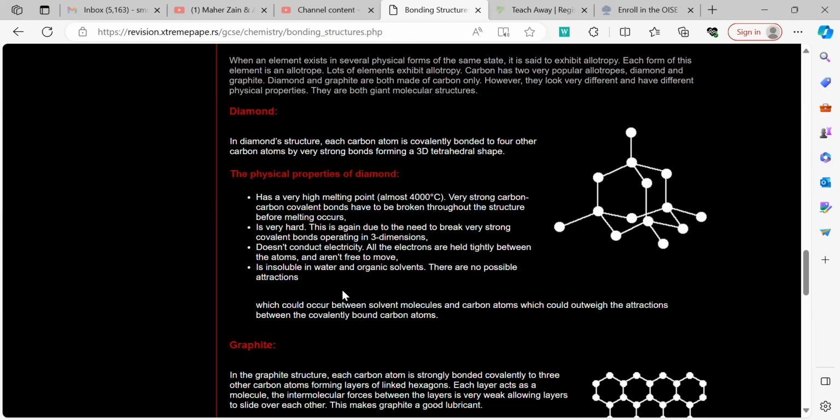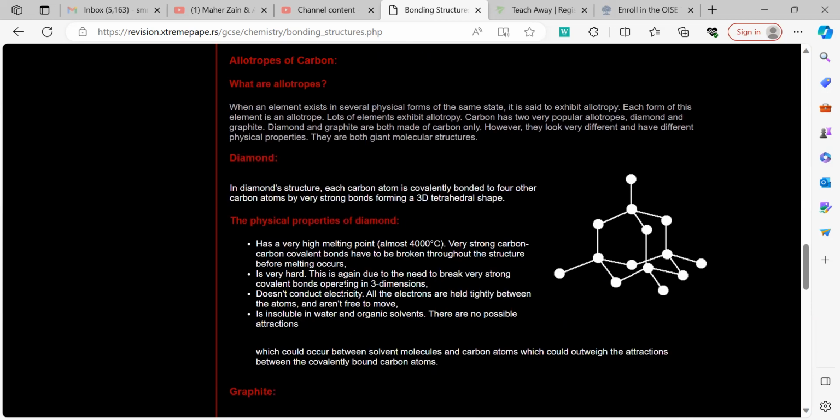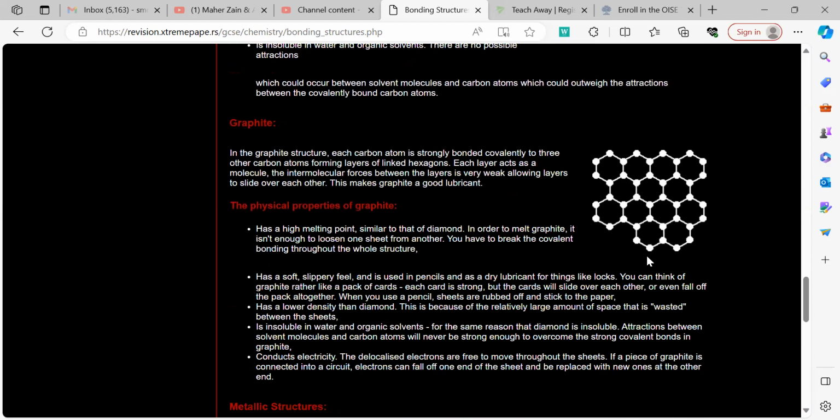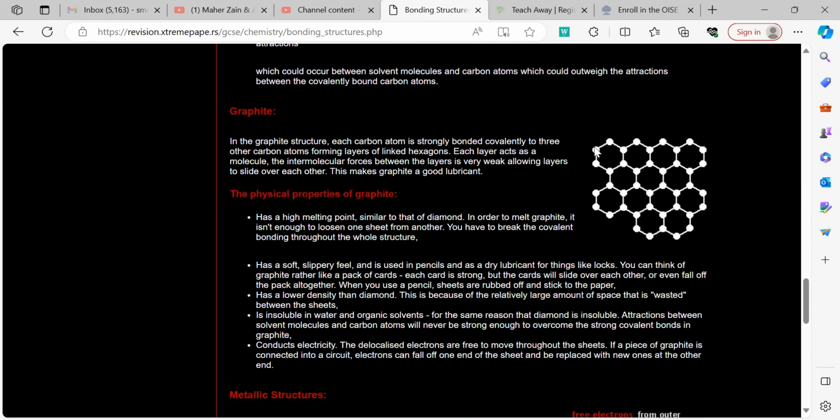Now I come to allotropes. Allotropes are substances which exist in different forms in the same physical state, although they are made of the same carbon atoms. For example, diamond and graphite are allotropes of each other. As you can see, in diamond each carbon atom is bonded to four other carbon atoms, whereas in graphite, as I show you, each carbon atom is directly bonded to three carbon atoms, and it has a hexagonal structure.